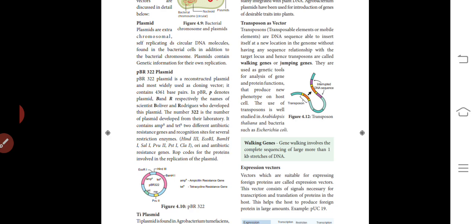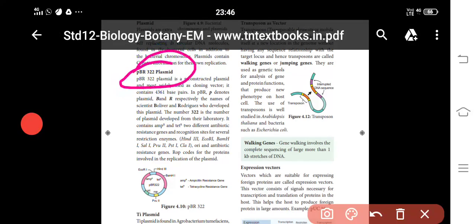So first, you see that as pBR322. It is a synthetic cloning vector. It is a constructed cloning vector.